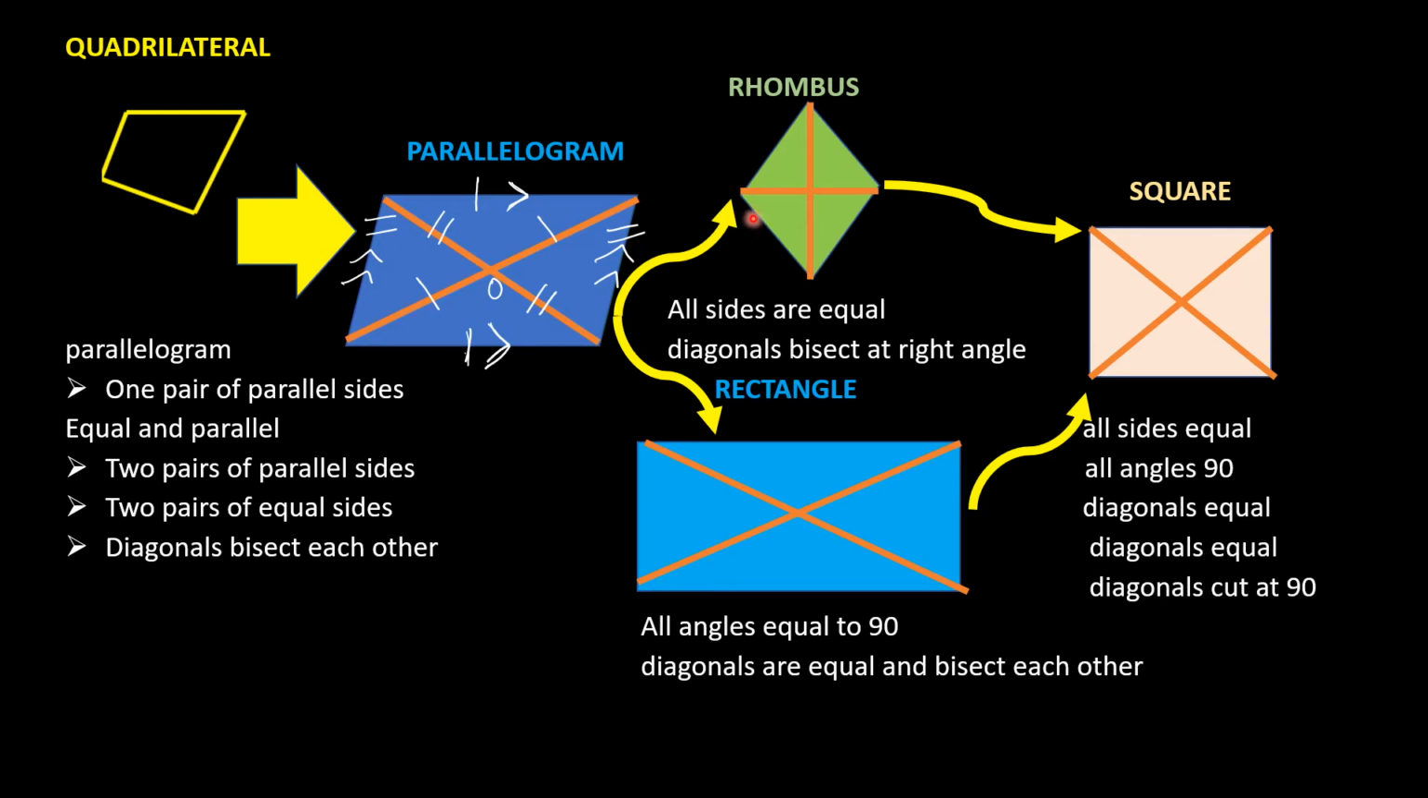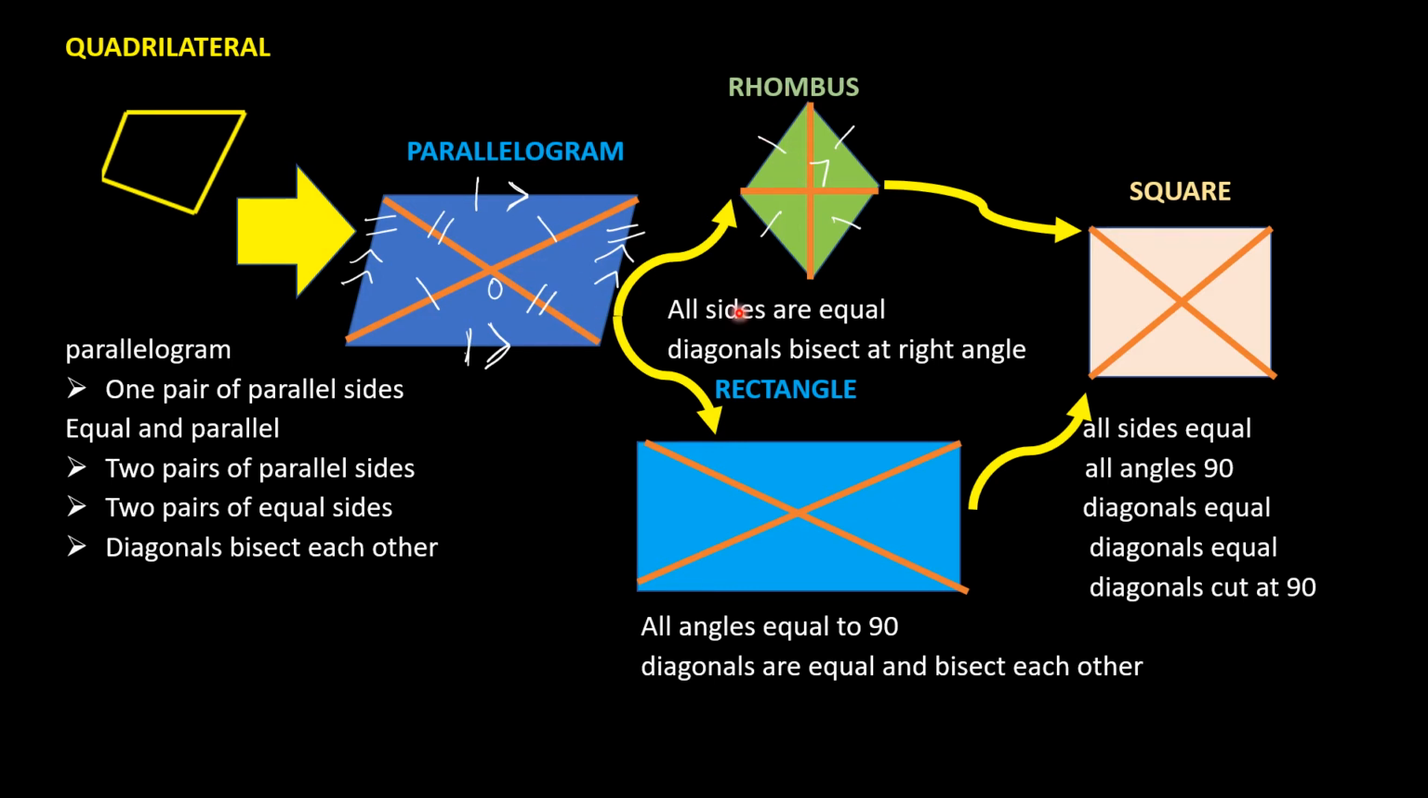How to prove it is a rhombus? For a rhombus, in the parallelogram, you have to prove that all sides are equal. Otherwise, you have to prove the diagonals bisect at right angles. If the diagonals bisect at right angles and all sides are equal, then the parallelogram will become a rhombus.